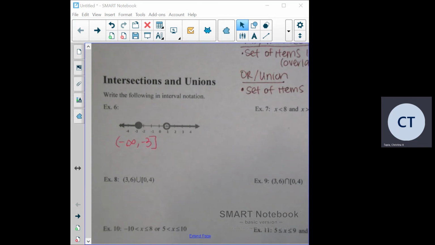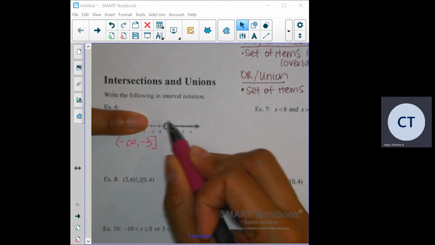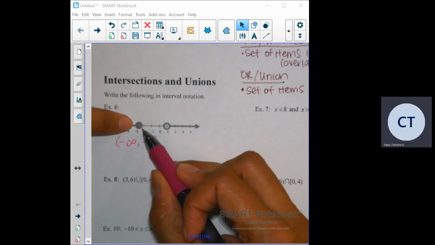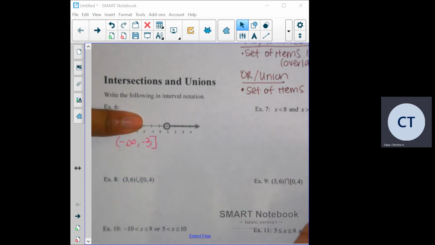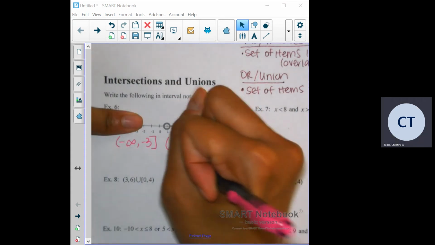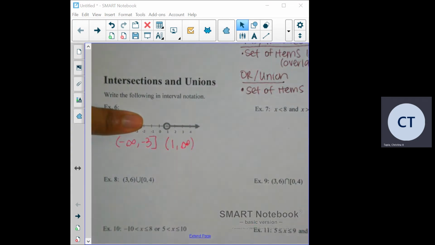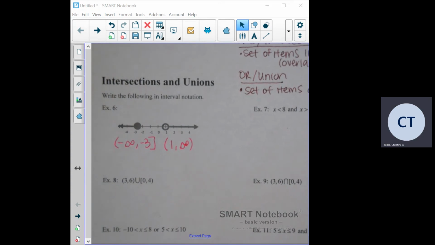Vincent helped me with the first one. I'm going to do the same thing for the second one here. This one has an open circle. Vincent told me that I ended the other one with a bracket because it was closed. What do you represent with an open circle? A parenthesis. So I'm going to put a parenthesis, 1, and it's going to go to infinity. That's supposed to be an infinity symbol. So that's what I have for both of them.